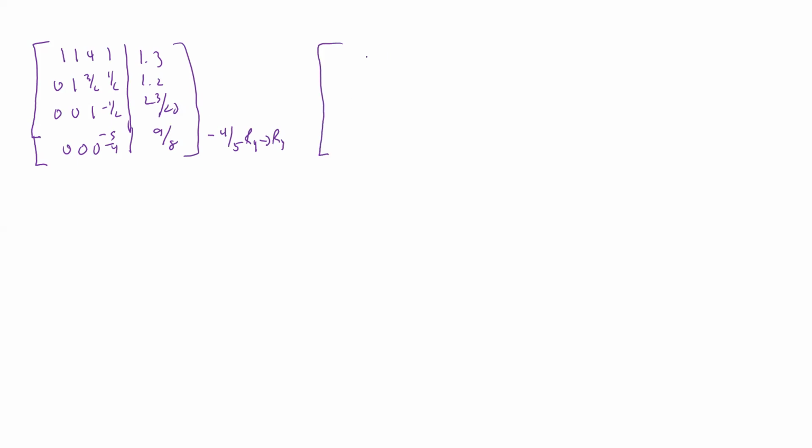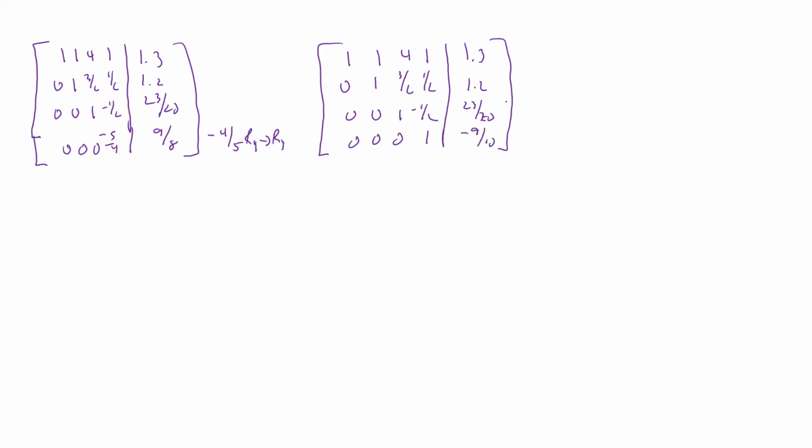And so now we have a 1, a 1, a 4, a 1, a 1.3, a 0, a 1, a 3/2, a 1/2, 1.2, 0, 0, 1, minus 1/2, 23/20. Excuse me, 0, 0, 0, 1. And then multiplying that, that's going to be -9/10. All right. Okay, so now we have to go make those zeros.